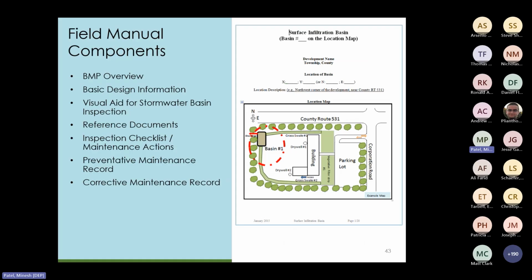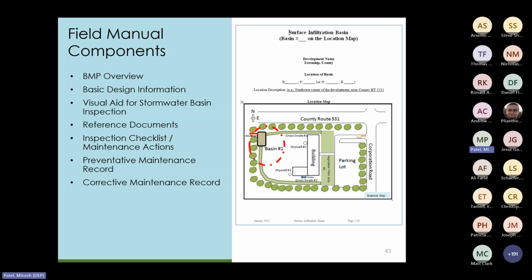And here's an example of the field manual for a surface infiltration basin. Each BMP should have its own field manual because each of them has different functions and components that need to be inspected and maintained. The field manual templates include the components as shown on the left. They are the BMP overview, basic design information, visual aid for stormwater basin inspection, any reference documents, inspection checklists and maintenance actions, preventative maintenance record, and corrective maintenance record.